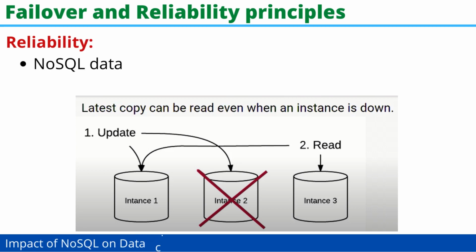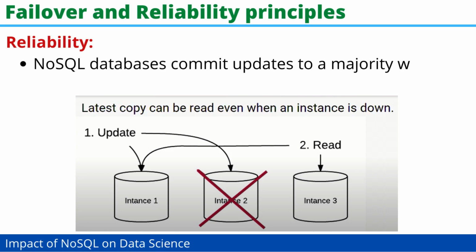The following diagram shows reliability. NoSQL databases commit updates to a majority within a group. Let us see here: the latest copy can be read even when an instance is down. The first one is update, the second one is read. Here instance 1 performs update and read. So whenever instance 2 goes down, the latest copy performs its operation.